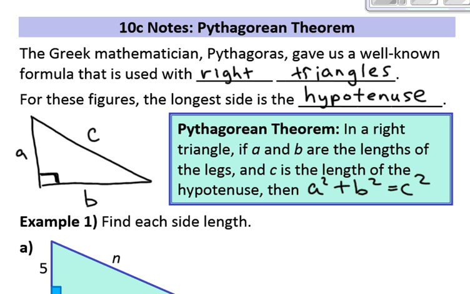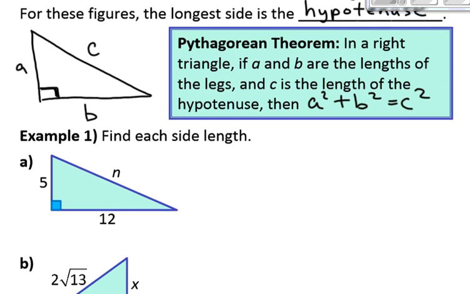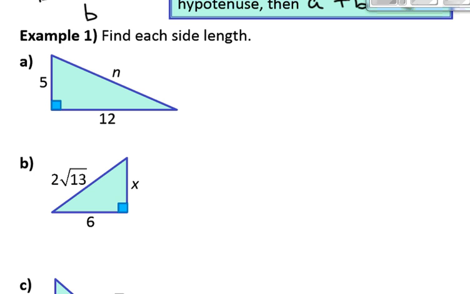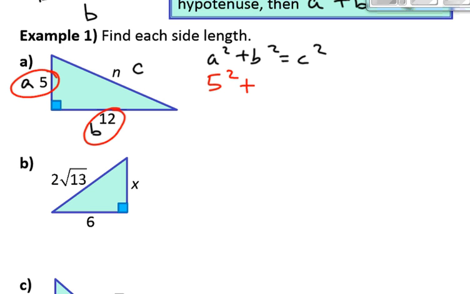All right, so for the first example, we're going to do a pretty easy one, probably very similar to one you've done before. So our two legs, we have 5 and 12. And then our missing length, the end value, is our hypotenuse, is the C. So if we do A squared plus B squared equals C squared here, A is the 5. So we would have 5 squared. Then the B is 12, so that would be plus 12 squared. And then the C is a variable, and we're going to call that n squared.